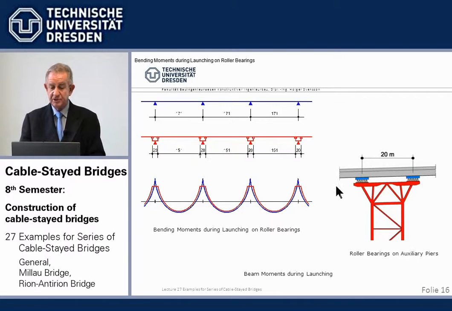He said we use on each final or auxiliary pier two rows of bearings with a distance of 20 meters. Well, I mean, 171 meters to 151 meters doesn't sound much. But we all know the moments go in squared. So if we take the ratio of the squares, we come to 78%. We reduce the moments during launching by 22%.